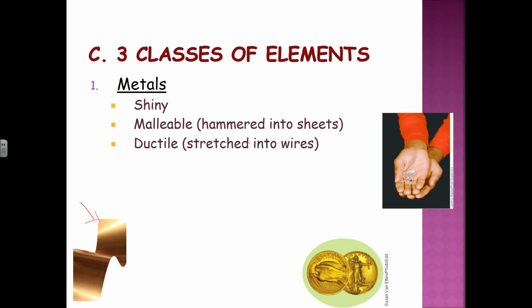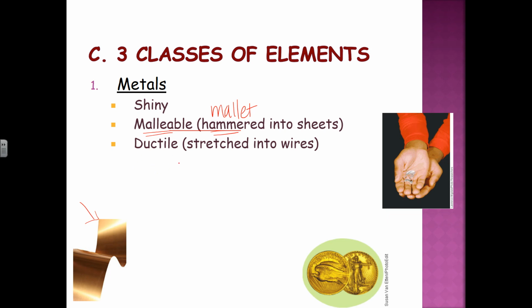All right. Malleable. Malleable is a characteristic of metals, which means they can be hammered into thin sheets. Think of a hammer. Another name for a hammer is a mallet, and that's where the word malleable comes from. Think of a mallet is a type of hammer. Malleable means you can hammer it or pound it into thin sheets, like this piece of copper metal here.